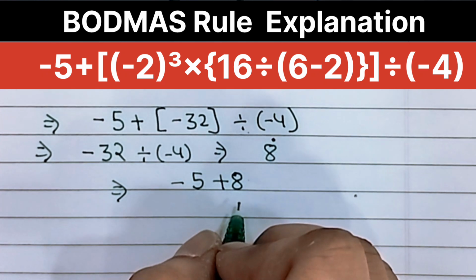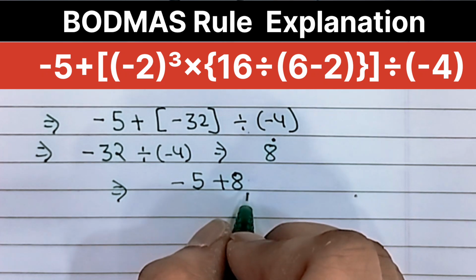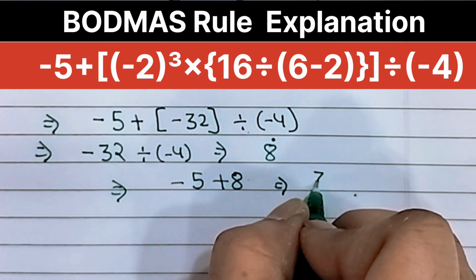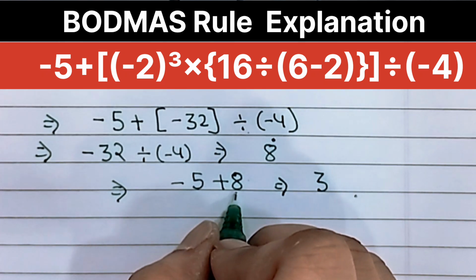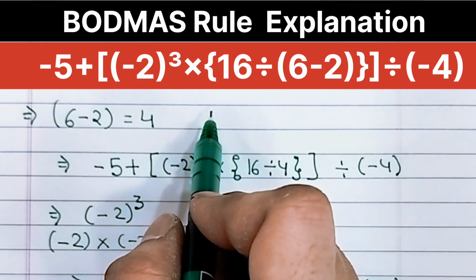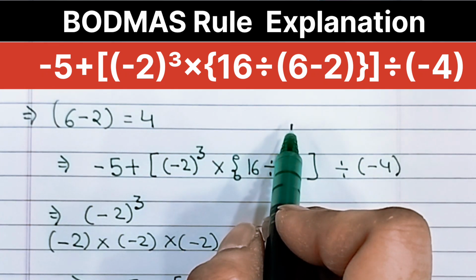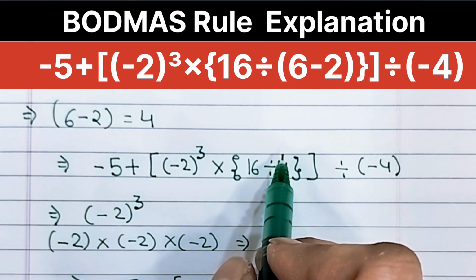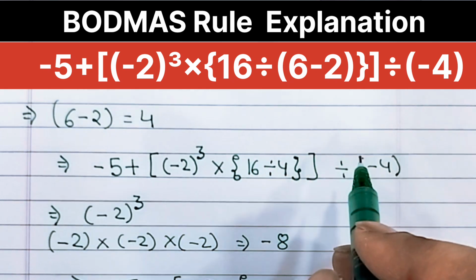Now the final addition. We calculate minus 5 plus 8. This is the final remaining operation and we get the answer 3, positive because the larger number is positive. By systematically applying the BODMAS rule, starting from the innermost grouping and following the hierarchy of operations, the expression simplifies and 3 is the right answer.